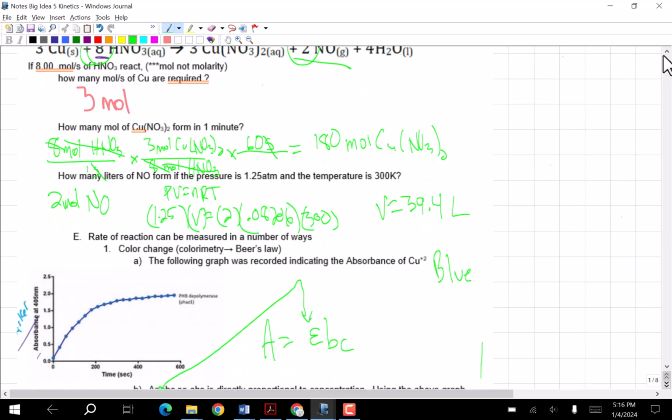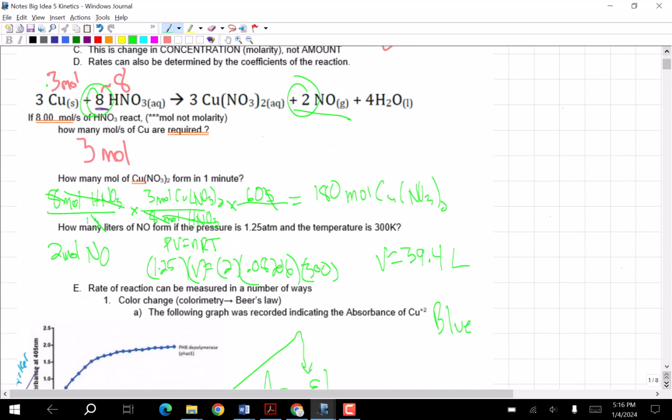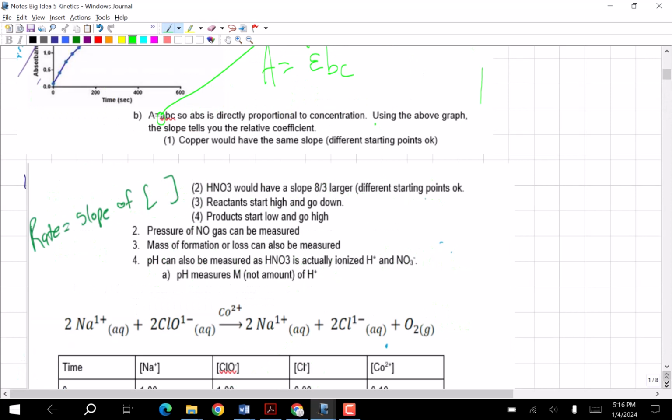We have 3. So we're talking about copper nitrate. That would be copper plus 2, right? So these would have the same slopes for their change, okay? HNO3 would be 8/3 as much, and NO would be 2/3 as much, and water would be 4/3 as much, okay? So HNO3 would have 8/3 is larger.